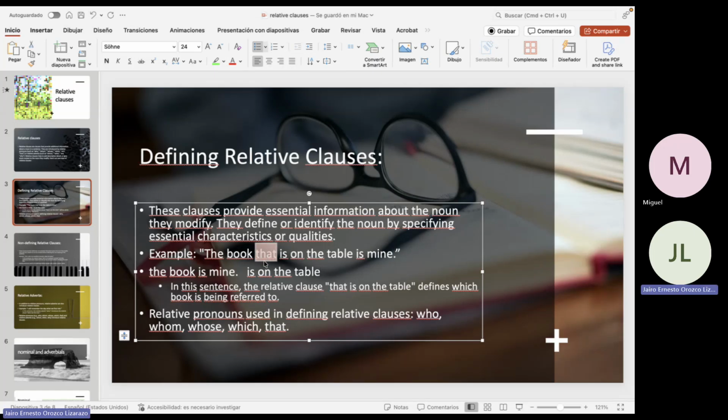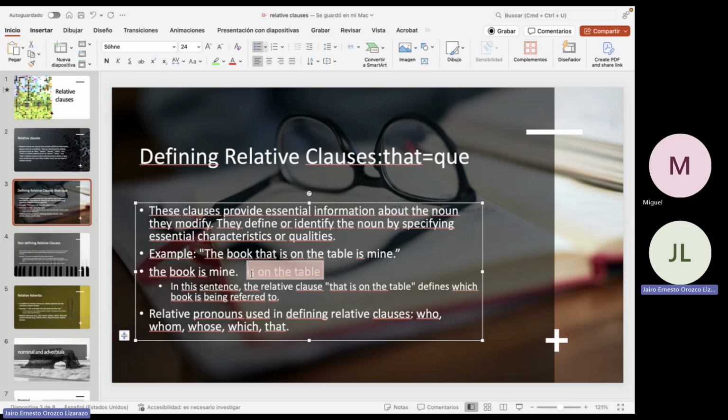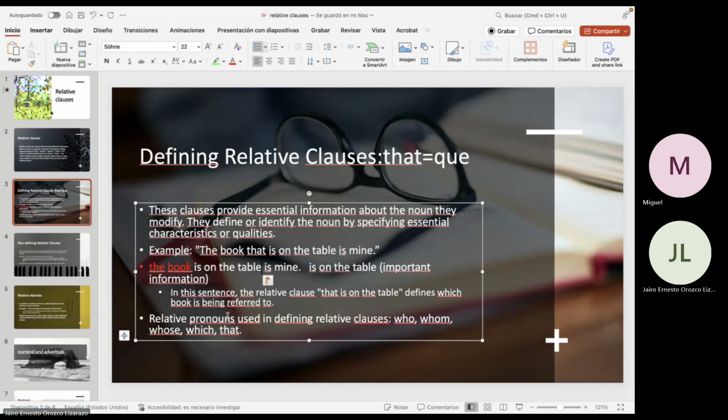So we use this, that, which in Spanish is que, right? So el libro que está en la mesa, the book that is on the table is mine, es mío. Okay. So we put in this important information, right? We add this information, which is important, about the noun. The noun is the subject, in this case, the book, right? So we put important information about this noun.